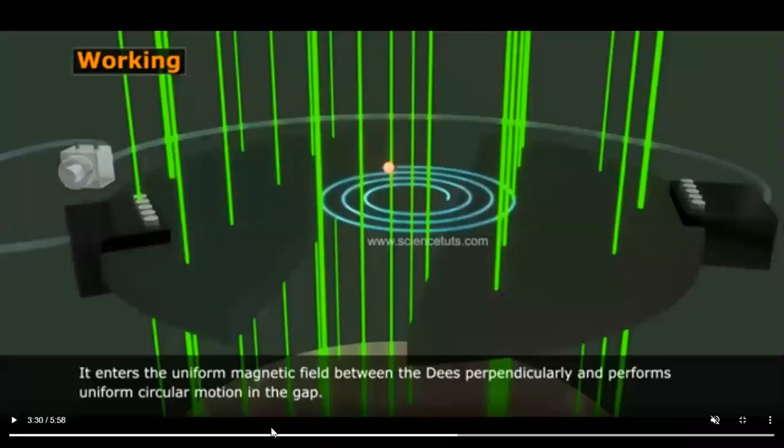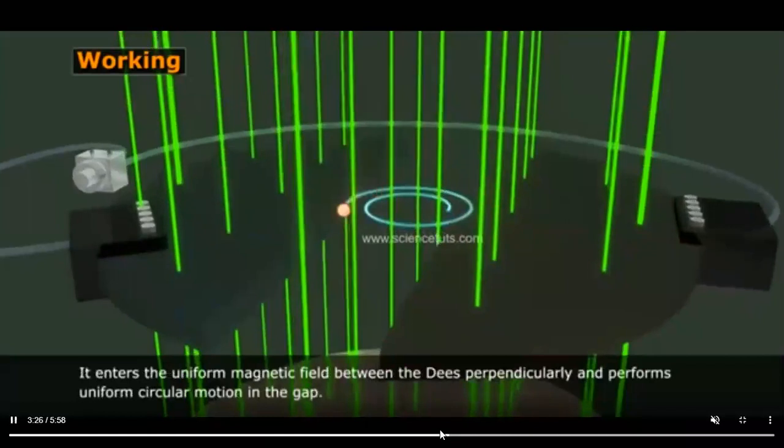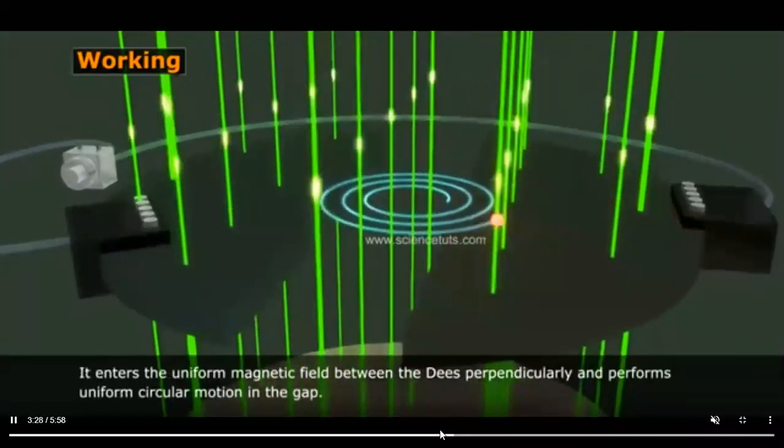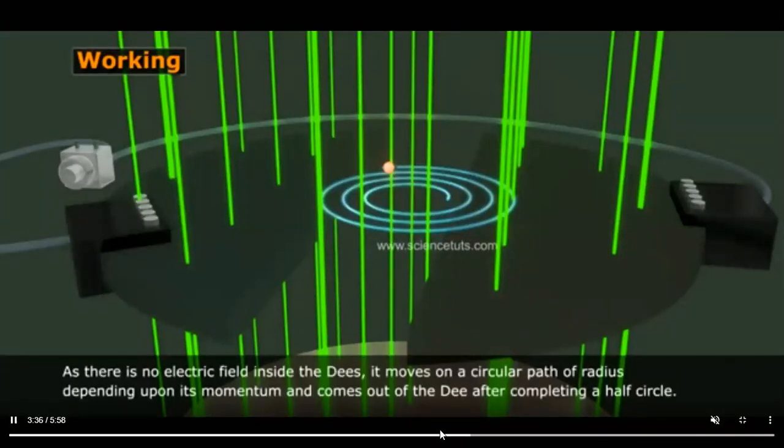Now you see the animation. They have started with 0. Just observe the speed of the particle, it keeps constantly increasing. So it is in uniform circular motion. Now you would have understood what is uniform circular motion.